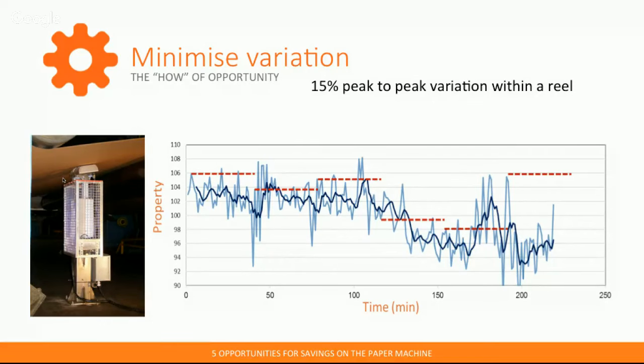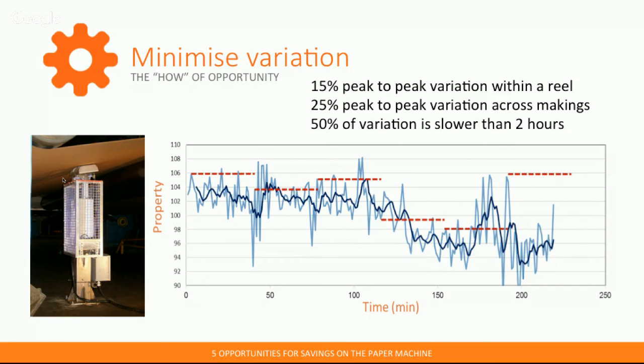Now you might be surprised to see that it's come up on the screen that 15% peak-to-peak variation is common within a reel. That's of a property, and we're not talking basis weight or moisture, we're talking ring crush, reel burst. Also, if we look at subsequent makings of the same grade, then you're looking at 25% peak-to-peak variation across makings. 25% is a lot of variation. If we can attack this and lower that variation, there are cost savings.